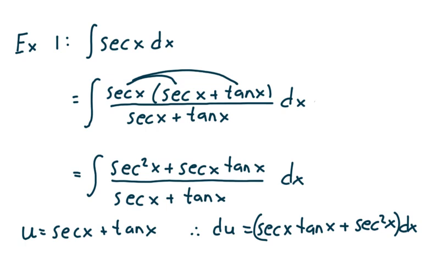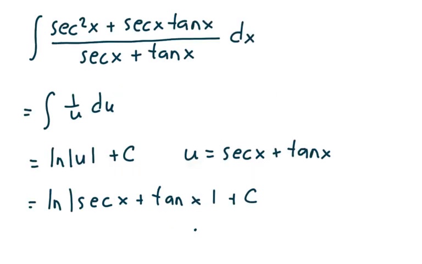Now, to evaluate the integral on the third line, we can just do a u substitution. And so I'm going to let u equal secant x plus tangent x. du is secant x tangent x plus secant squared x, that quantity, dx. Now from here, the integral of secant squared x plus secant x tangent x, all over secant x plus tangent x, dx is equal to the integral of 1 over u du.